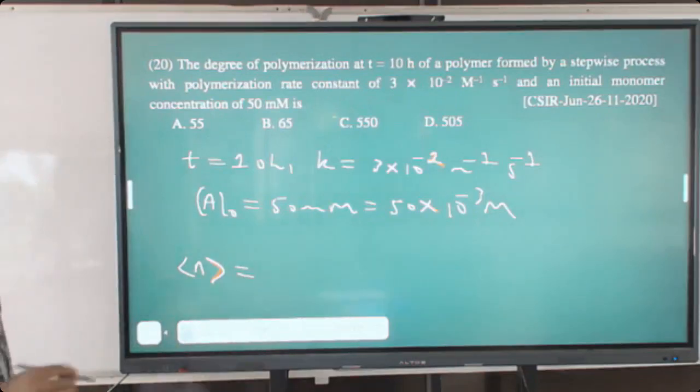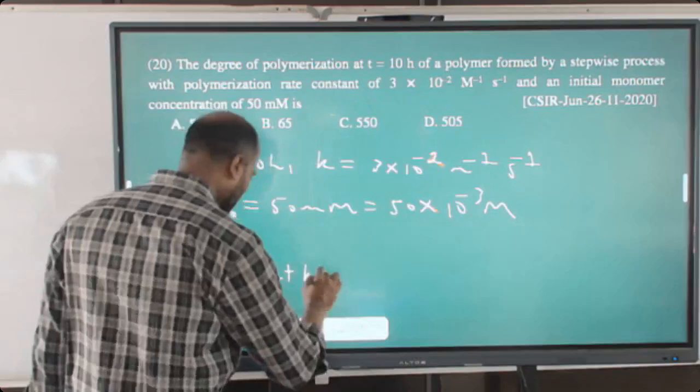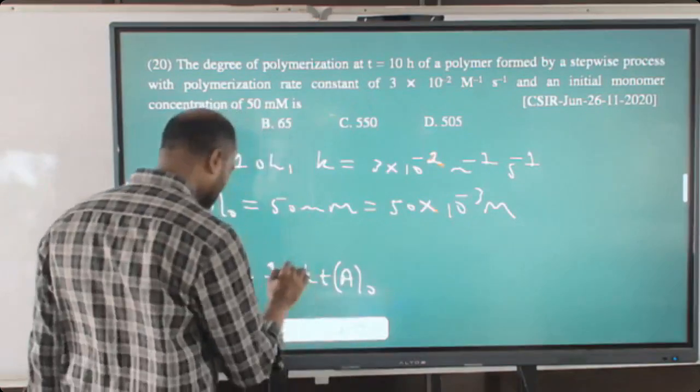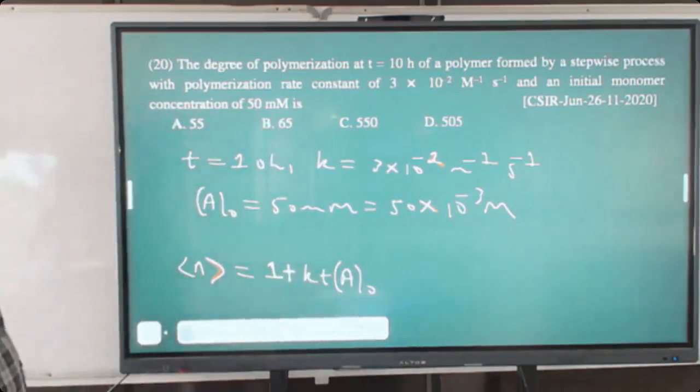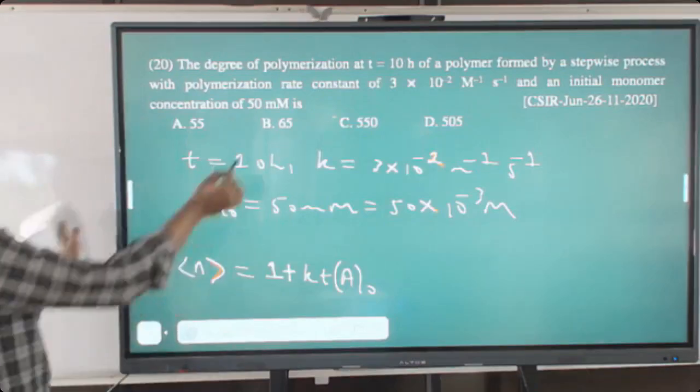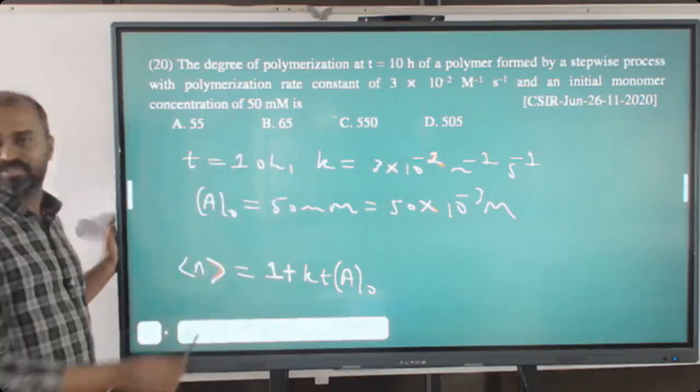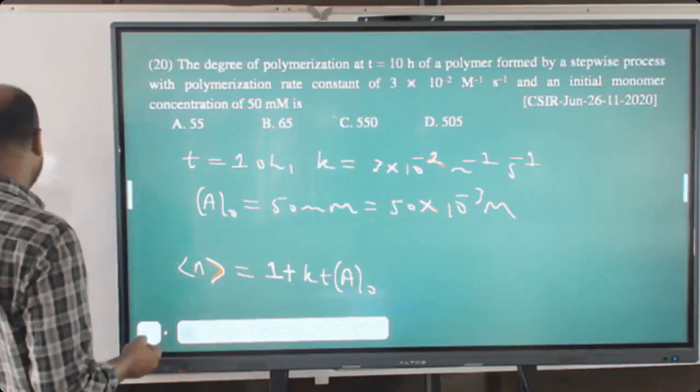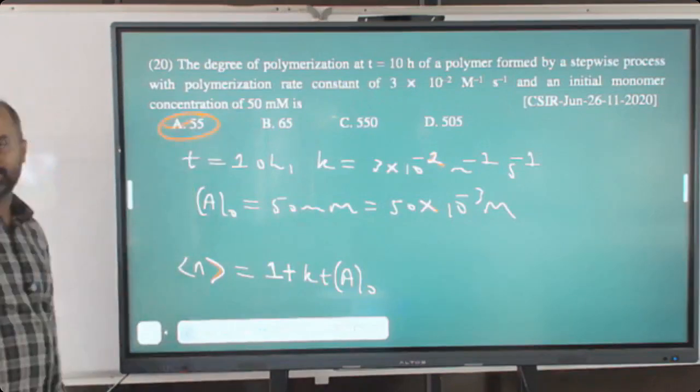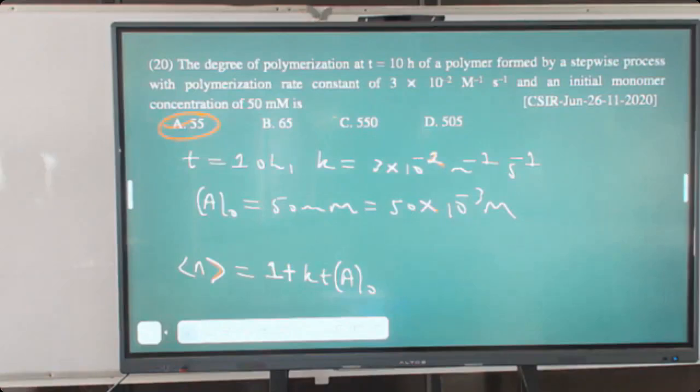It is 1 plus KT into A0. That's equal to 1 plus KT into A0. That's it. Our values on the K values given, T value and A0, everything is substituted and solved. And the answer will be option A, 55. That is the correct answer. Option A, 55 is the correct answer.